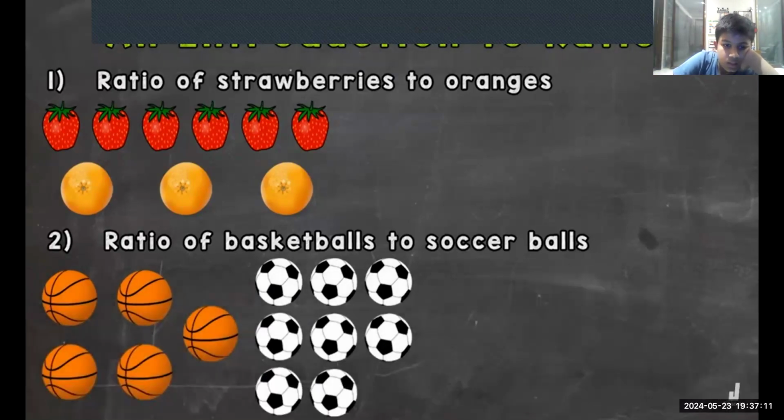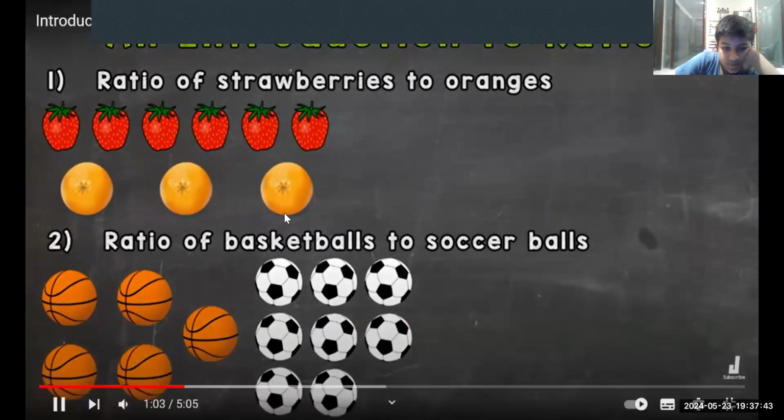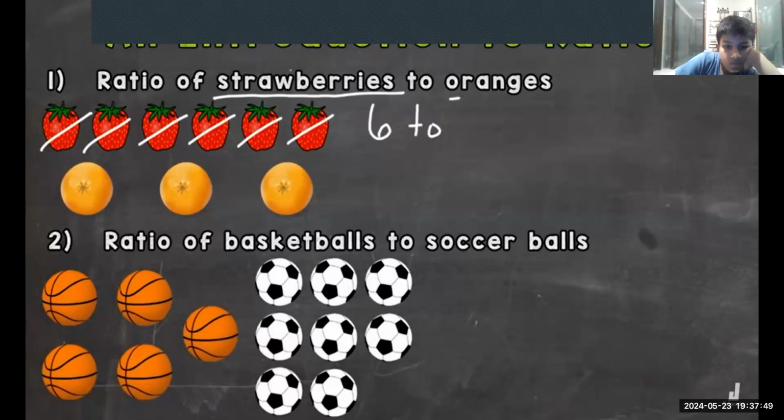Now, when we're talking ratios, a ratio shows the relationship between different amounts. So we're going to take a look at the quantity of one thing, the number of something, compared to the number of something else. So for example, number 1, we have the ratio of strawberries to oranges. So we're going to compare the quantity or number of strawberries to the quantity or number of oranges. And there are a few different ways we can write these ratios out. So let's first start with 6 strawberries, and how many oranges?